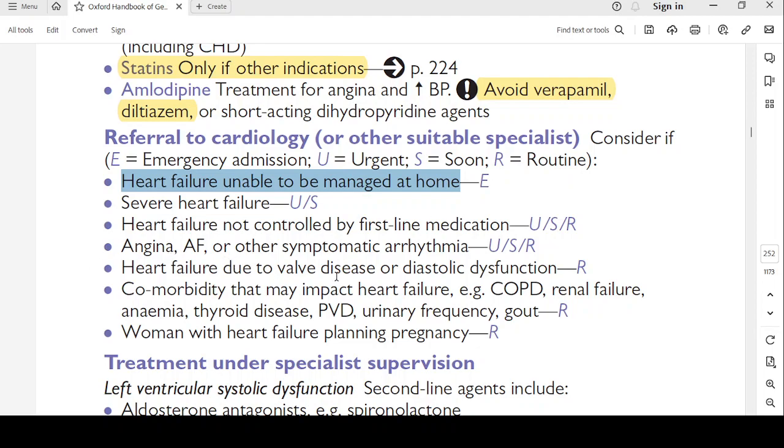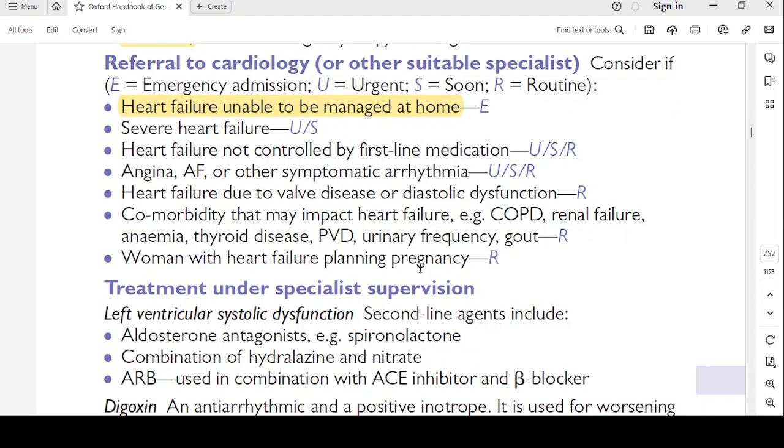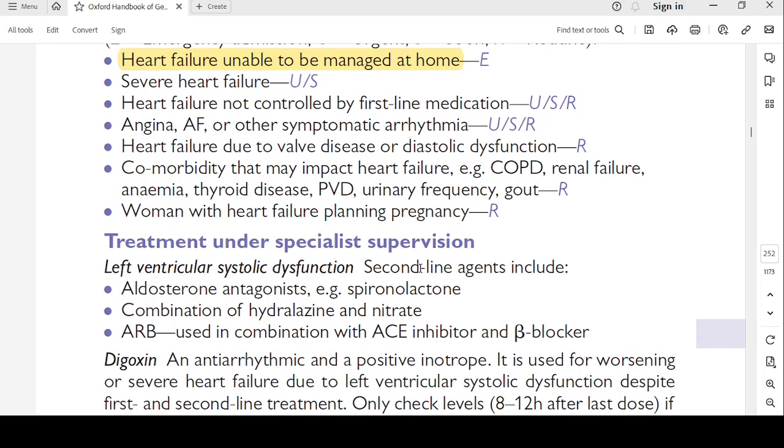Heart failure due to valve disease or diastolic dysfunction, routine. Comorbidity that may impact heart failure like COPD, renal failure, anemia, thyroid disease, PVD, peripheral vascular disease, or urinary frequency, gout. Women with heart failure planning pregnancy is routine admission. So only if the patient is in heart failure unable to be managed at home, you need to admit the patient in emergency. Otherwise, everything else is routine or urgent review.